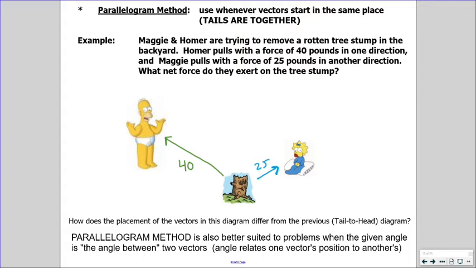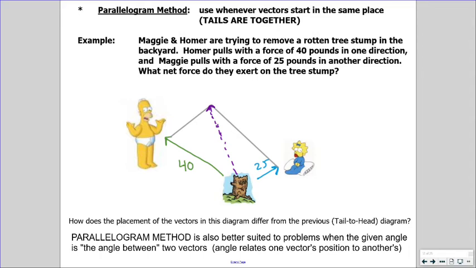And then the net force that they exert on this tree stump, now this is where it gets a little bit tricky. With the tail to head method, we just started our resultant vector where we started our trip, and the head was where we ended the trip. With the parallelogram method, anytime we have two vectors that are starting in the same place, we have to use a parallelogram, thus the name. So I need to construct a parallelogram out of these two vectors, something like this. And then the resultant force, the net force that they are applying together on this tree stump, becomes the diagonal of that parallelogram. So that's what we're going to be focusing on today.